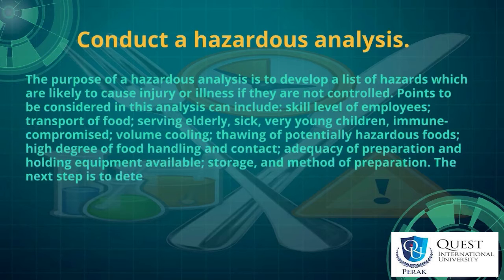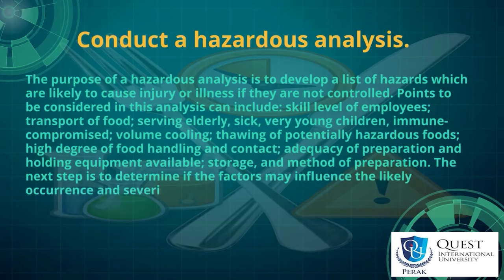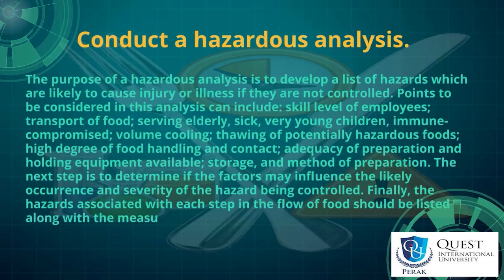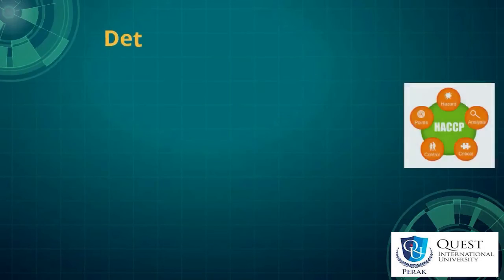The next step is to determine if the factors may influence the likely occurrence and severity of the hazard being controlled. Finally, the hazards associated with each step in the flow of the food should be listed along with the measures necessary to control the hazard.